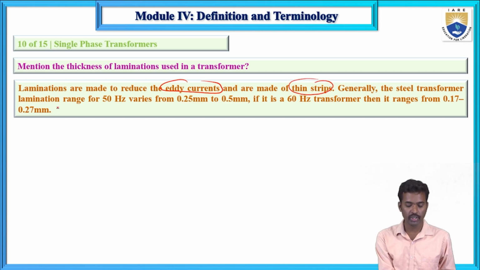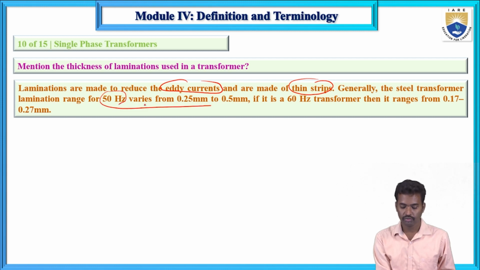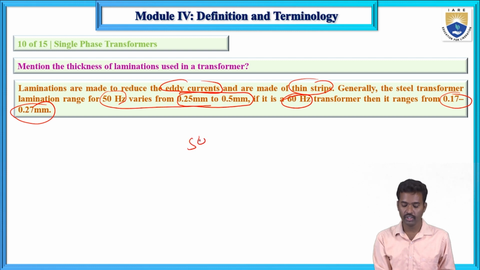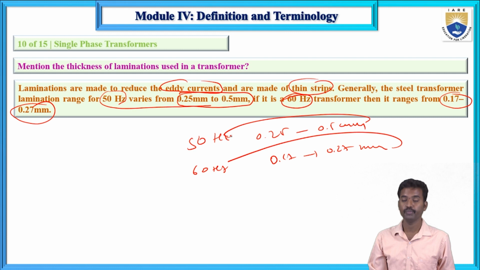Generally, steel transformer laminations range from 0.25 millimeters to 0.5 millimeters for 50 hertz, and 0.17 to 0.27 millimeters for 60 hertz. This is the answer.